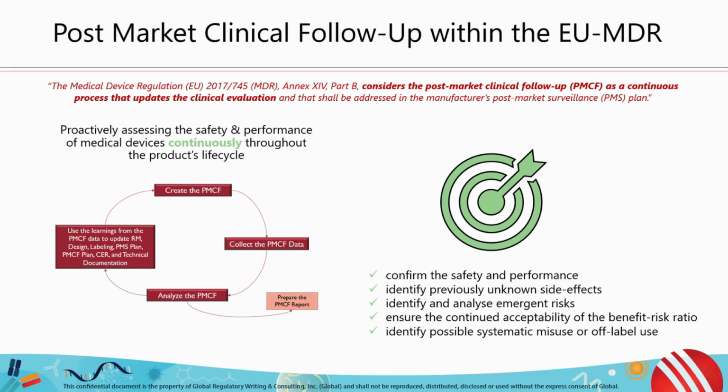On the right-hand side, I've got the aims of PMCF. So it is important that if you're ever collecting PMCF data, you're aligning and approaching it in a way that can collect data against these aims. So you need to confirm the safety and performance, identify any previously unknown side effects, identify and analyze any emergent risks, and ensure the continued acceptability of the benefit-risk ratio, alongside identifying any possible systematic misuse or off-label use.